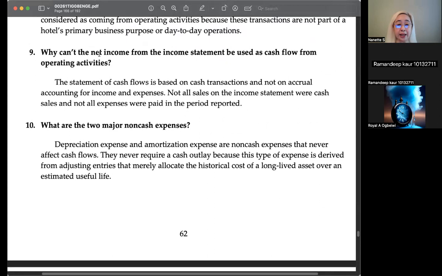And then here, why can't the net income from the income statement be used as a cash flow from operating activities? So the answer is the statement of cash flow is based on cash transactions and not on accrual accounting for income and expenses. Not all sales on the income statement were cash sales and not all expenses were paid in the period reported. So you can only include it in the report as long as it's included in the period where you are reporting all the different items.